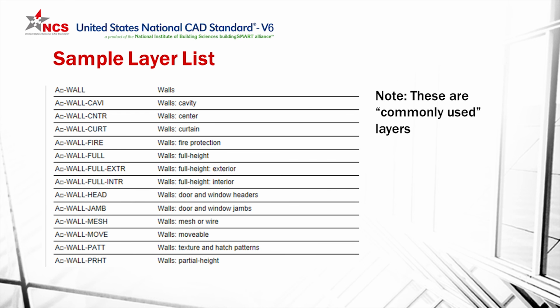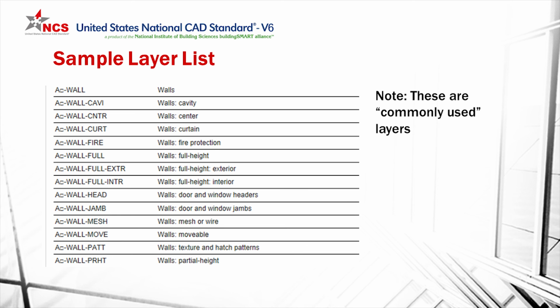Now also, if you drill down further, there are sample layer lists in another section of the AIA CAD Layer Guidelines. And here I took another screenshot. These are all the layers that are sample layers for walls. So you see you could have a cavity wall layer, you could have a layer to cover the center line, curtain walls, fire protection walls, and so on. So there are all different types of wall layers that you could use if you so desire.